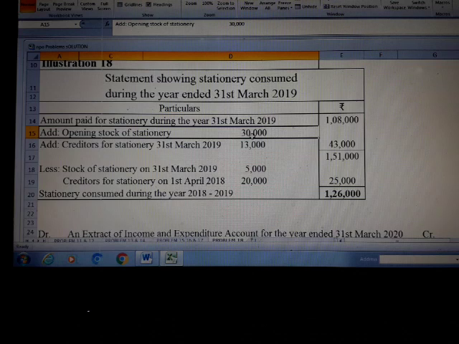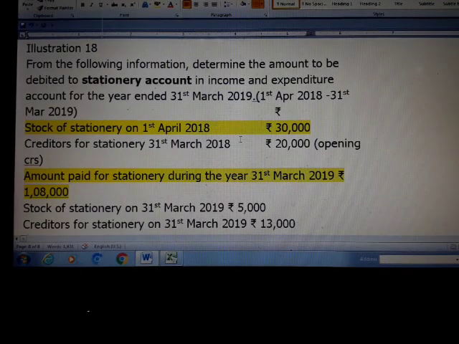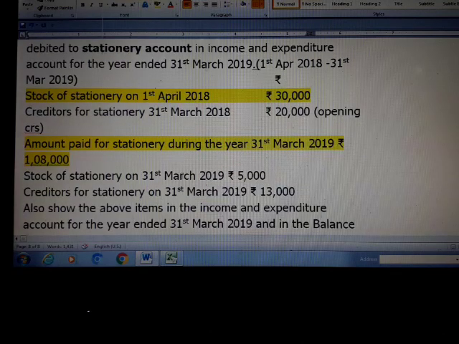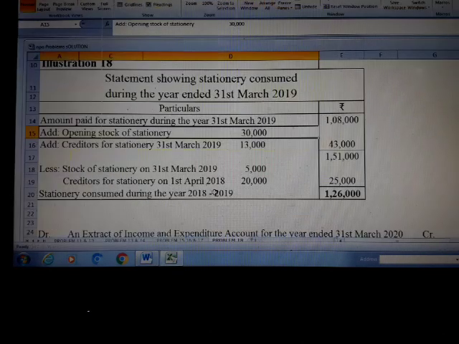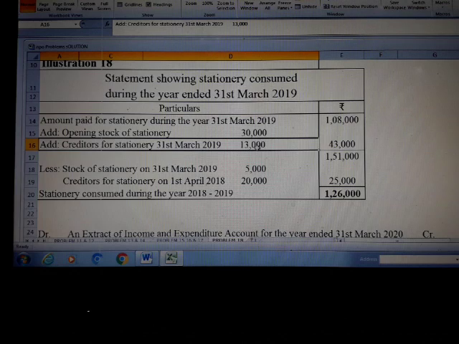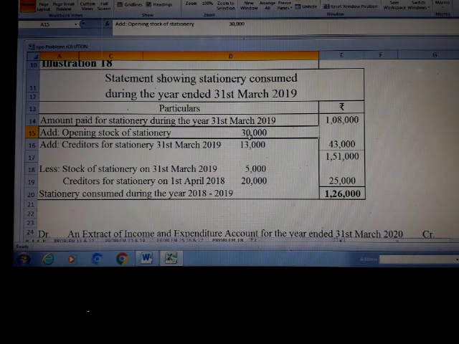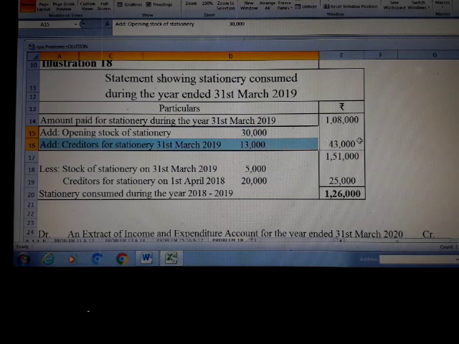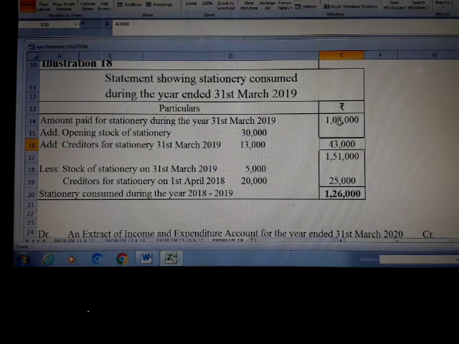With this you will add your creditors for stationery towards the end of the year. So towards the end of the year, that is my closing creditors, it is 13,000. That 13,000 is also added. When I add these two values, 30,000 with 13,000, that comes to 43,000. When I add 43,000 with the amount paid, that is net purchases, I get a total value of 1,51,000. Any doubts so far, students?